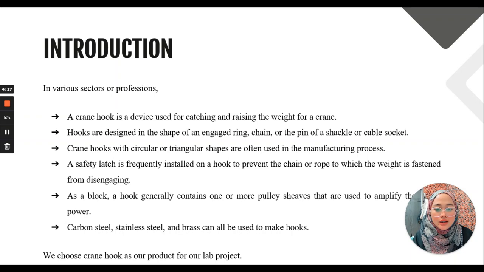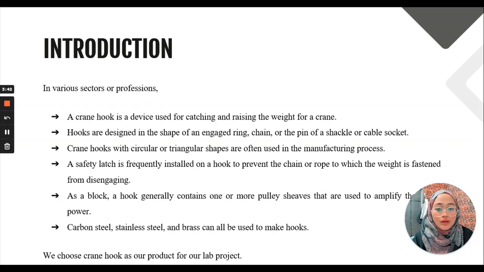In various sectors of our profession, a crane hook is a device used for catching and raising the weight for a crane. Hooks are designed in the shape of an engaged ring, chain, or the pin of a shackle or cable socket. Crane hooks with circular or singular shape are often used in the manufacturing process. A safety latch is frequently installed on a hook to prevent the chain or rope to which the weight is fastened from disengaging.